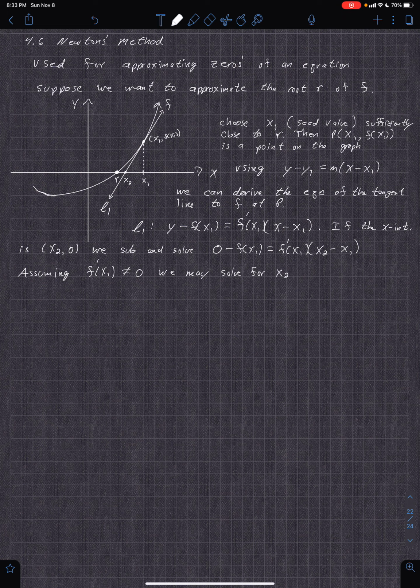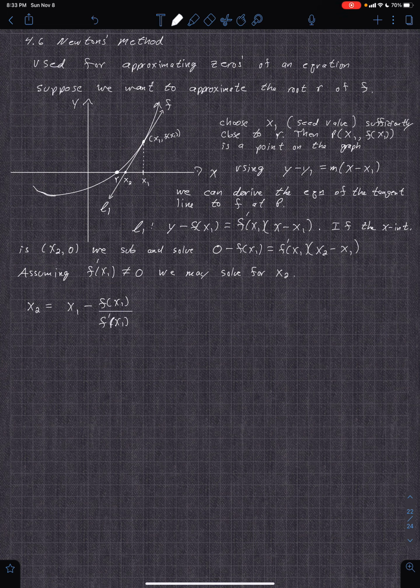Okay, so we're going to solve for your x2 value. And you get, so just picture, it's pretty easy. You are going to distribute, and you're going to add the x1, and then you're going to divide by the f prime. It doesn't have to be that order, but that's what you end up getting. So just confirm you get this. So x2 is equal to x1 minus f of x1 all over f prime of x1.